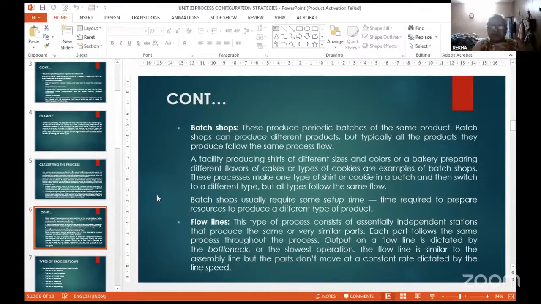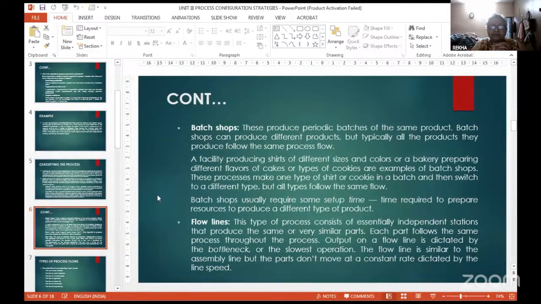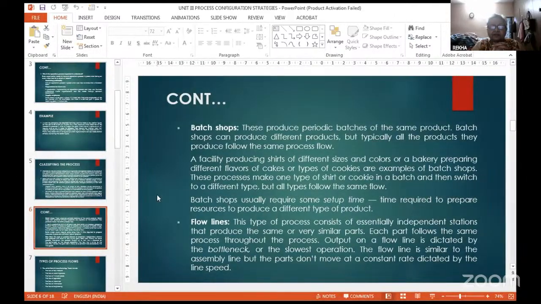A facility producing shirts of different sizes and colors, or a bakery preparing different flavors of cakes or types of cookies are examples of batch shops. These processes make one type of shirt or cookie in a batch and then switch to a different type, but all types follow the same flow. So a batch shop prepares resources to produce a different type of product.